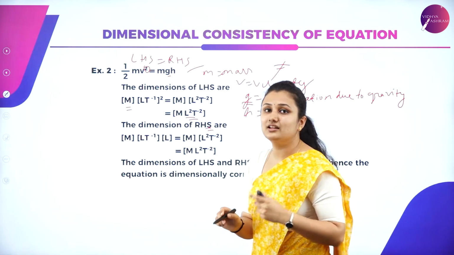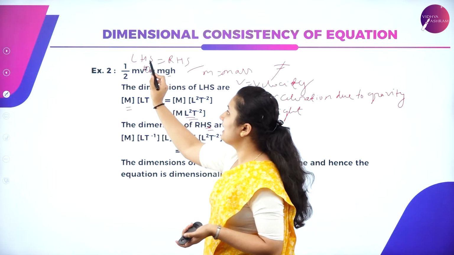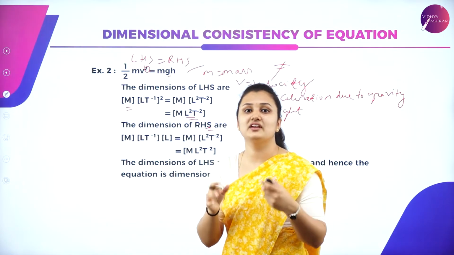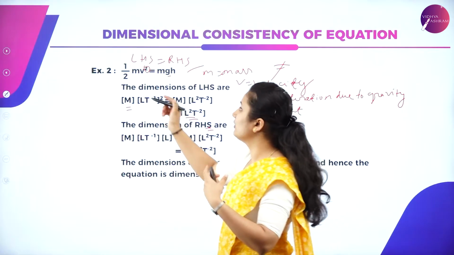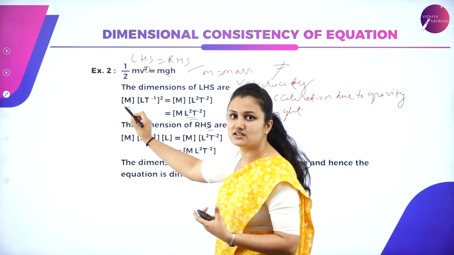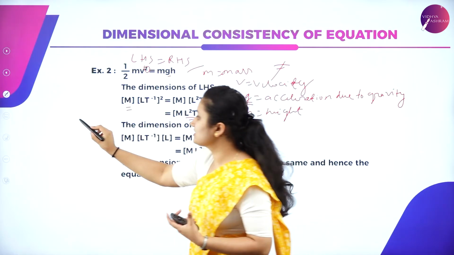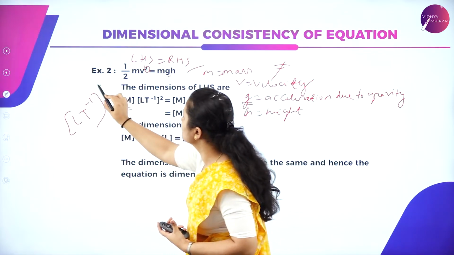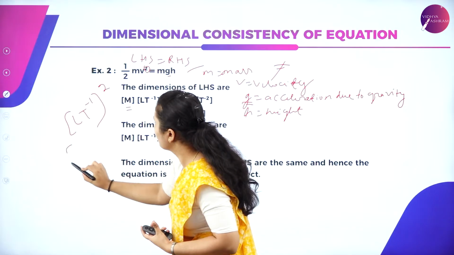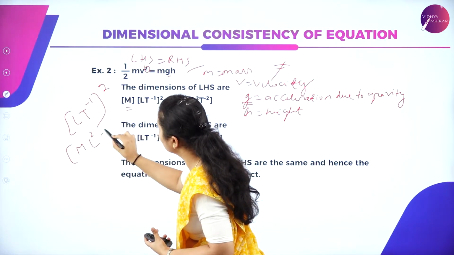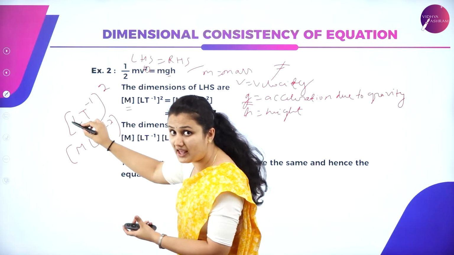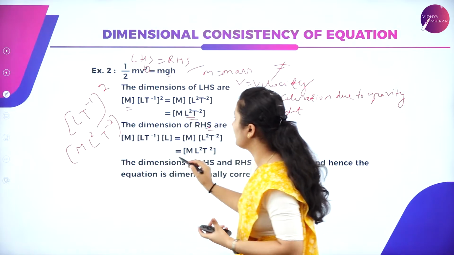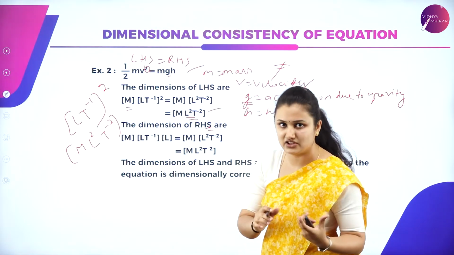So, now let us check the dimensional consistency of the equation. LHS should be equal to RHS. What is there in LHS? Half mv square. Half is a numerical value, and we cannot find the dimension of a numerical value, so leave the half. What is M? Mass is given by capital M. V square: velocity we know is L t to the power minus 1, so L t to the power minus 1 squared. What will it become? It is M L square t to the power minus 2. This is the dimension in the LHS of the equation.